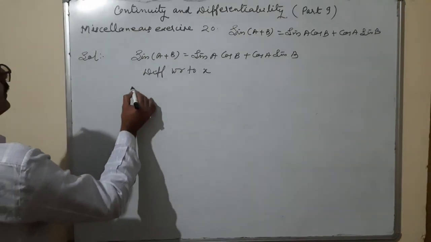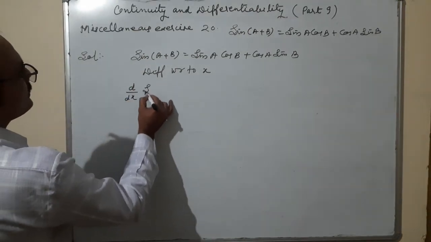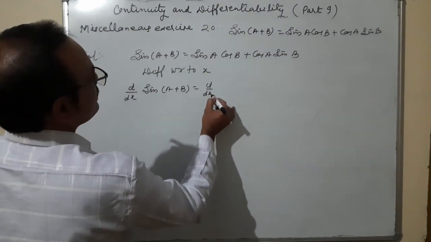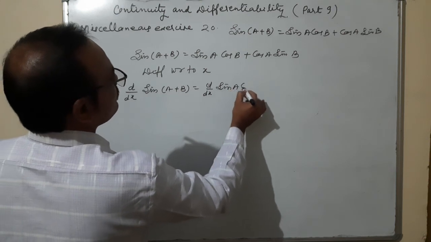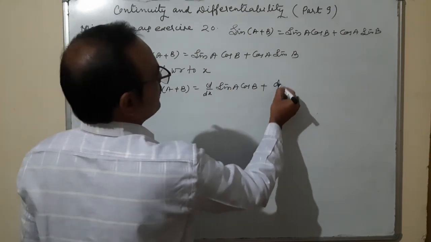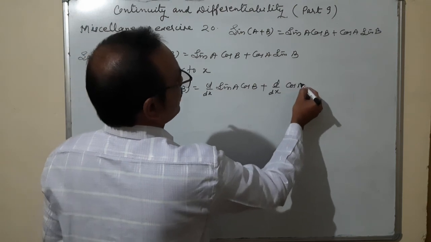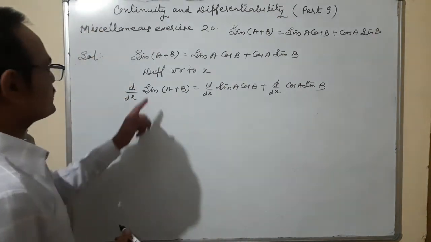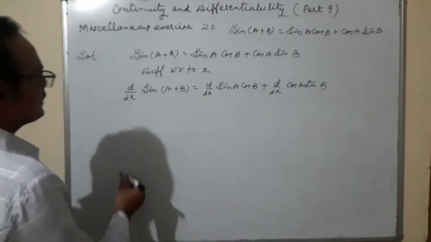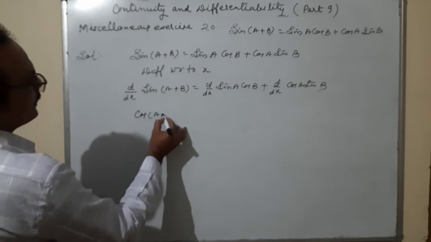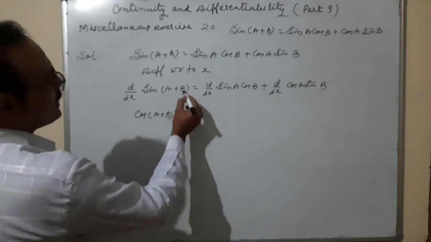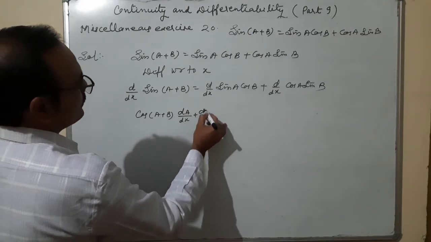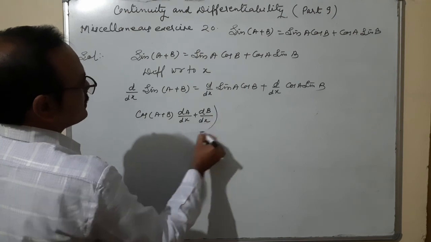So differentiate with respect to x: d/dx of sin(a + b) is equal to d/dx of sin a cos b plus d/dx of cos a sin b. Is it okay? Differentiation of sin x is cos x. So I write here cos(a + b), and again differentiation of a + b, so dA/dx + dB/dx. Is it okay?